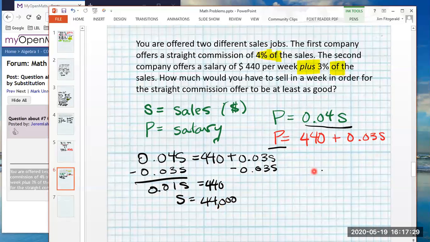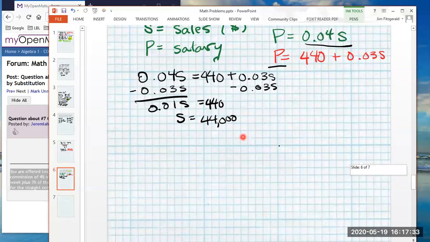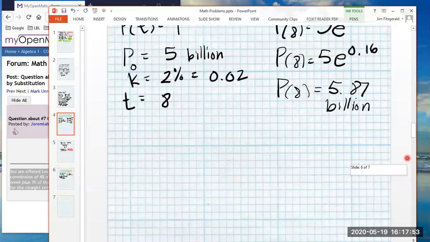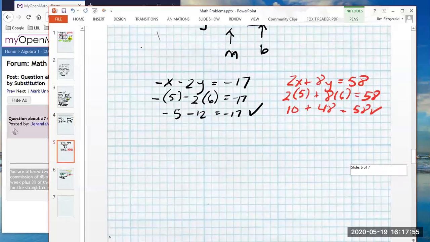Now, what does this mean? It means that if I were to take either one of these jobs and the sales were $44,000, then I would get paid the same amount regardless of which job I took. So it wouldn't really matter which job I took if the sales were 44,000. Oops. Sorry about that.